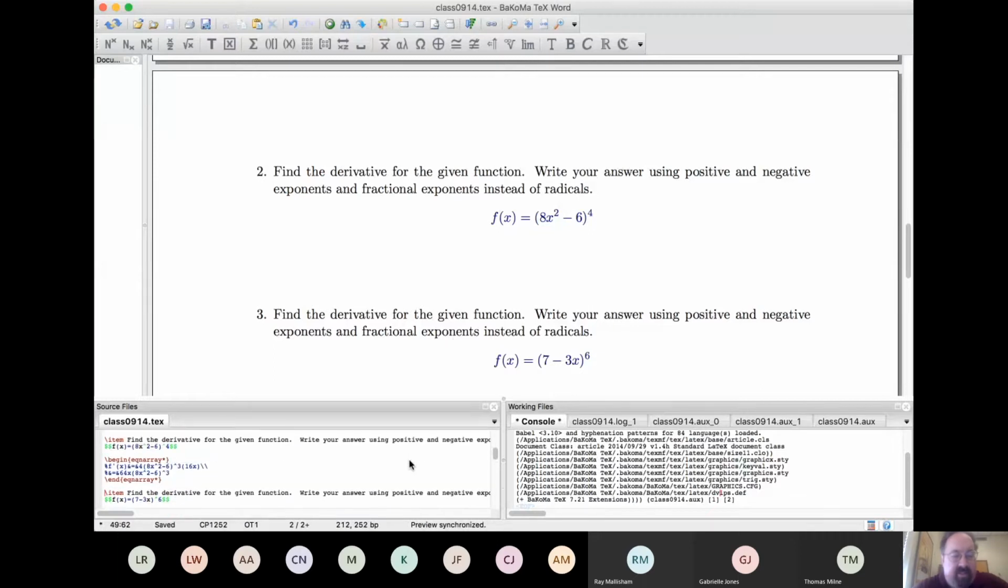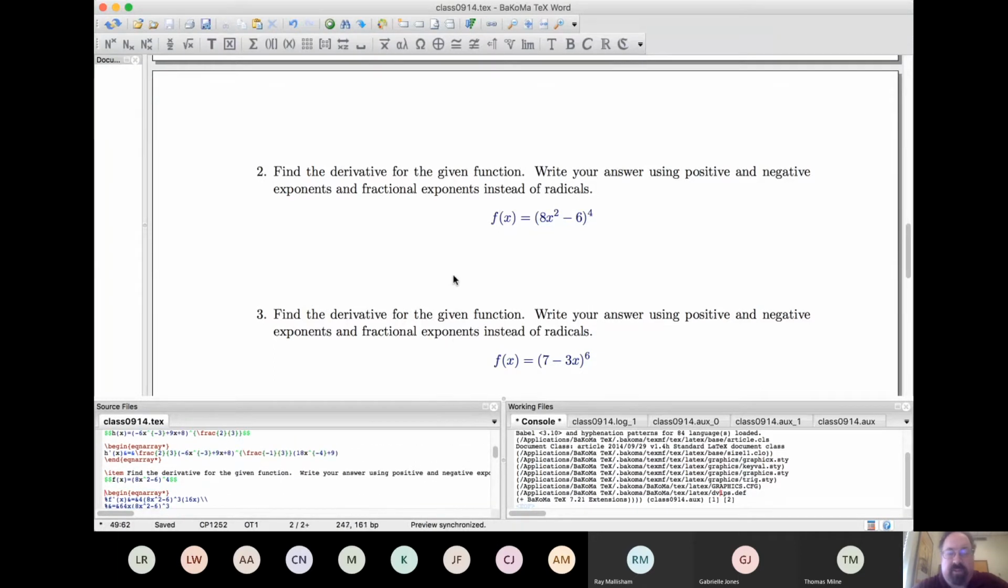So now that I've stepped through an example, I want you to take a crack at this one. Who can tell me, and you can just go one step at a time, what the derivative would be?